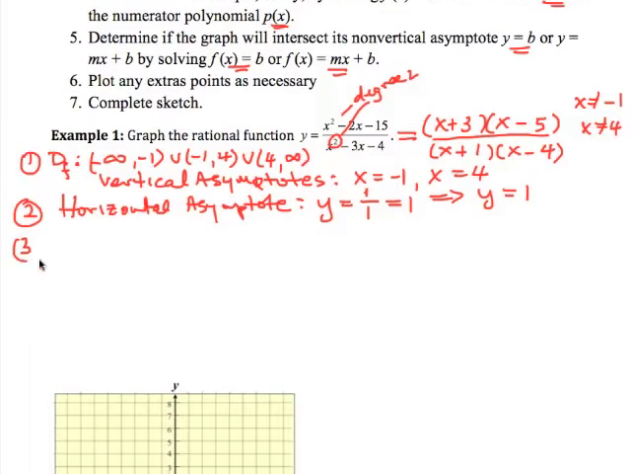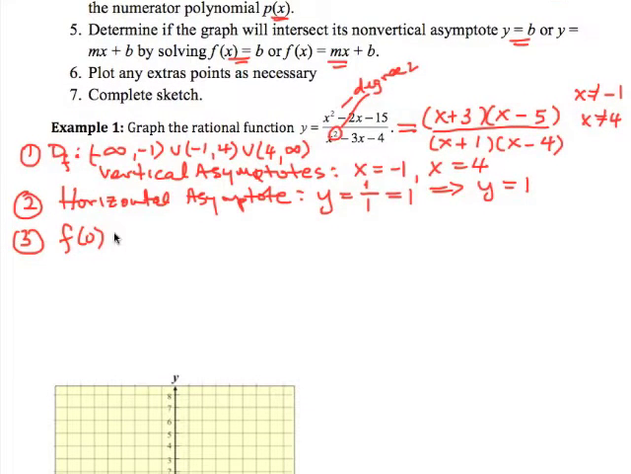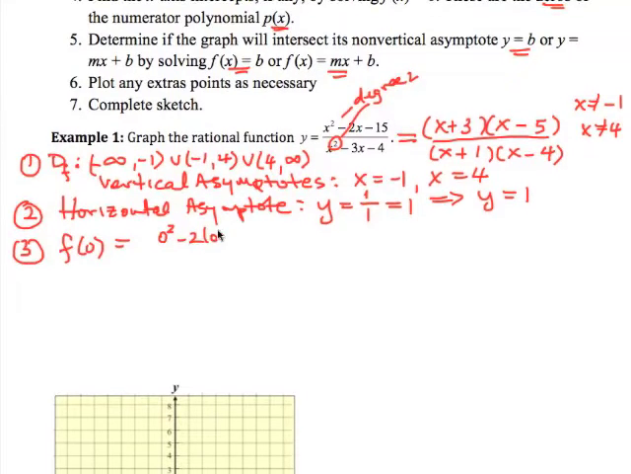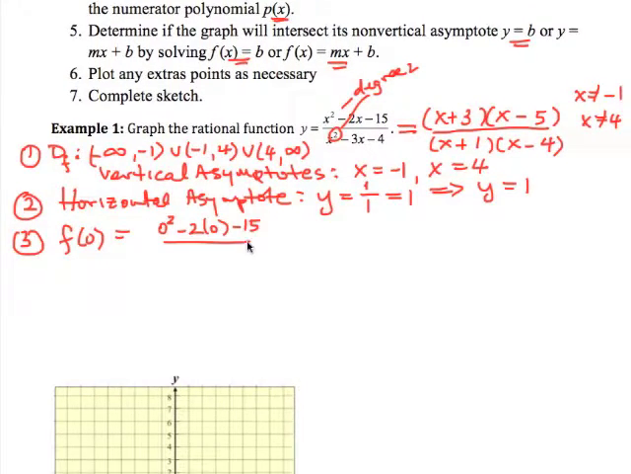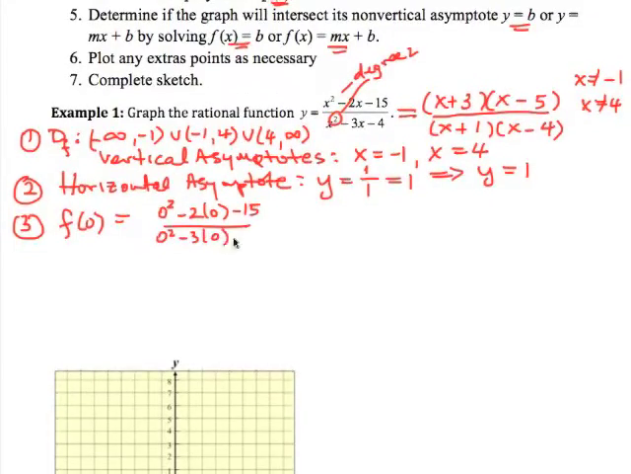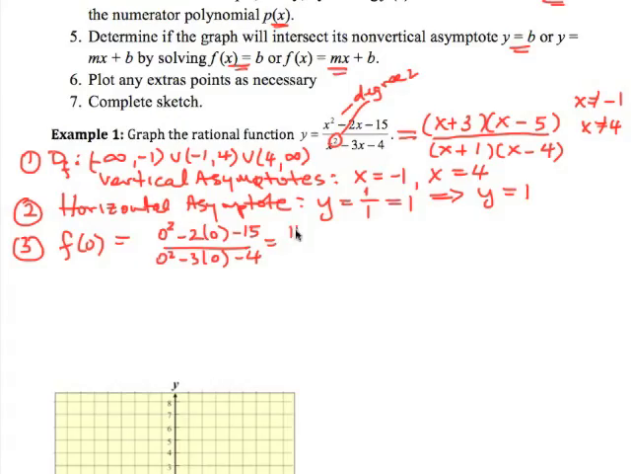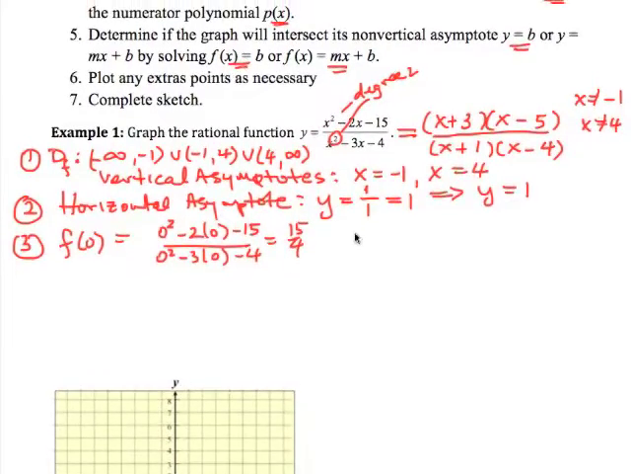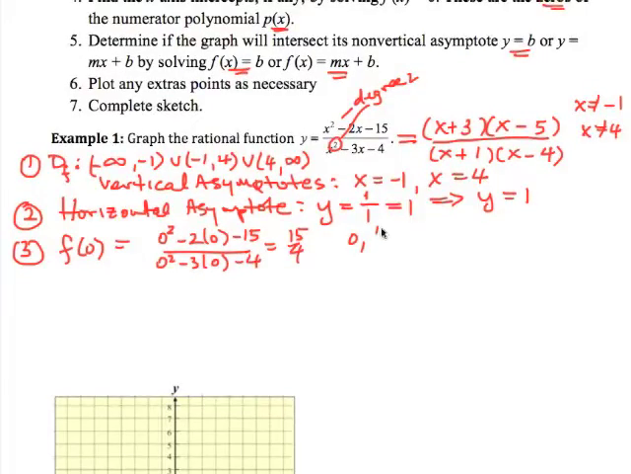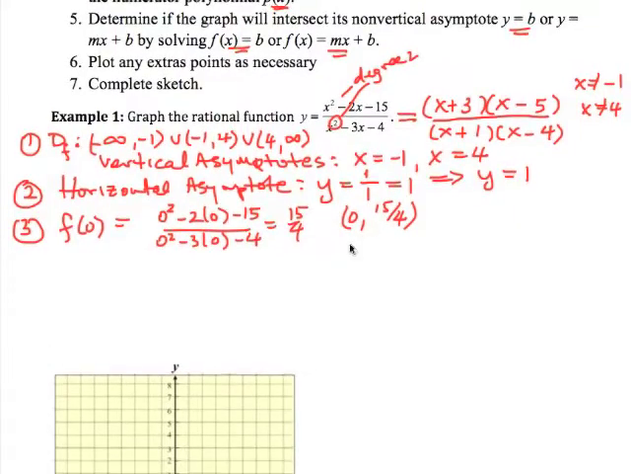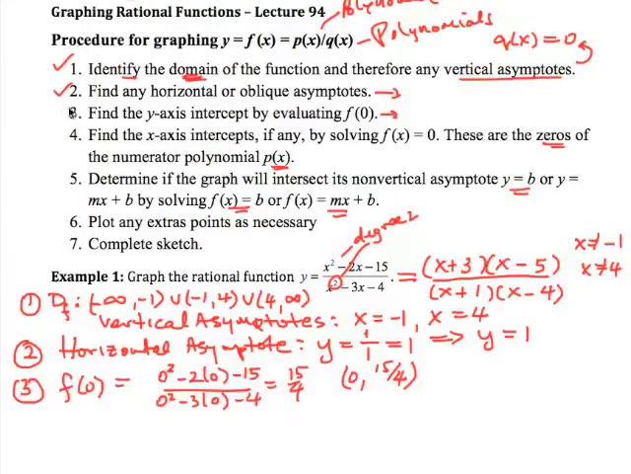So number 3, f of 0 is going to be 0 squared minus 2 by 0 minus 15 over 0 squared minus 3 by 0 minus 4, which of course is just 15 on 4. And so our intercept point will be (0, 15 over 4), just a little bit shy of 4. Okay, so we've done that one.